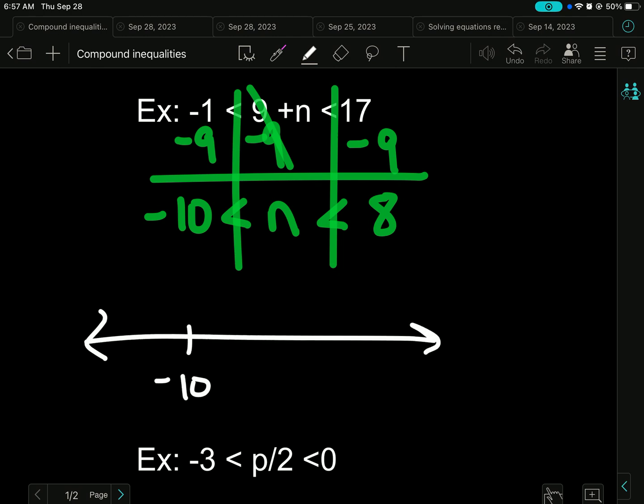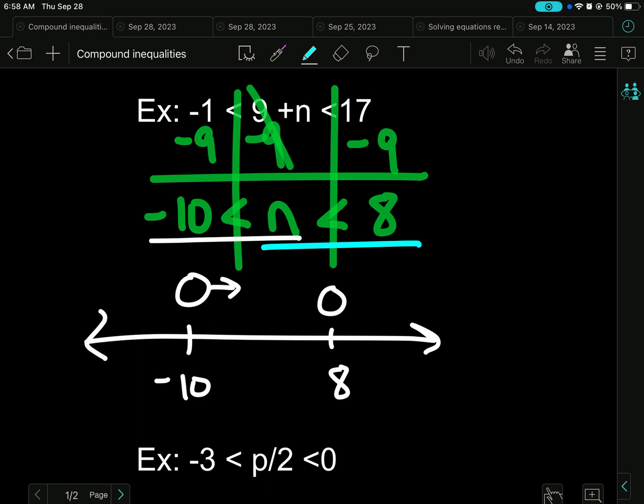I'm just going to go ahead and write both the -10 and the 8, okay? Since I have a less than at the -10, I'm going to have my open circle, and a less than at 8, I'm going to also have my open circle. And now I'm going to look at each inequality separately. So this first inequality says n is greater than -10. So I'm going to draw my little arrow going greater than -10. Now this one says n is less than 8.